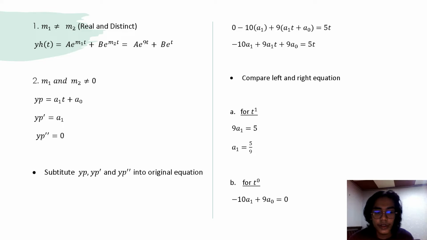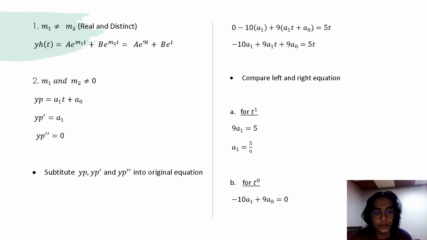And then for the second one, when we know the m is not equal to 0, we can get the equation, which is yp equal to a1t plus a0. And then we need to differentiate this equation to get the yp prime and yp double prime. And the answer for yp prime is a1 and yp double prime is 0.